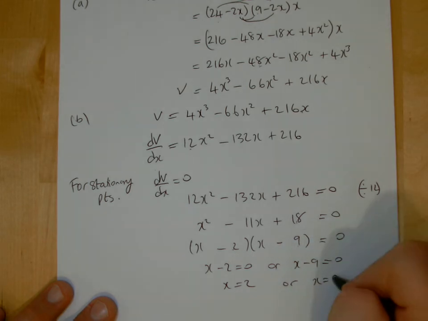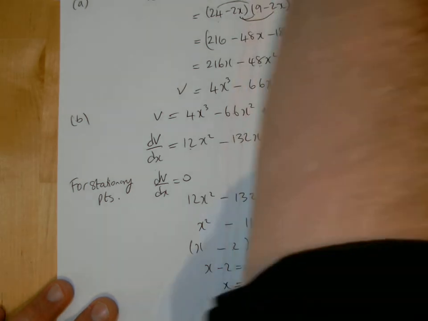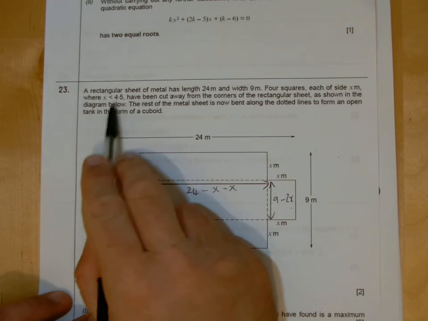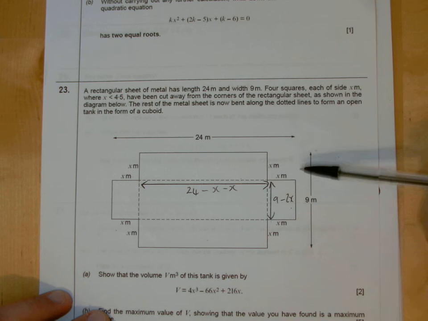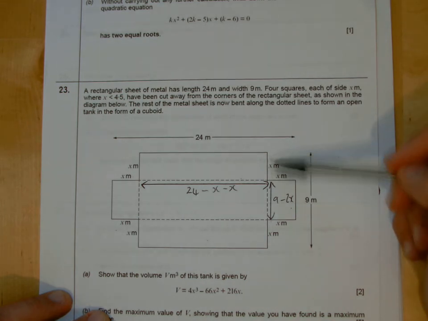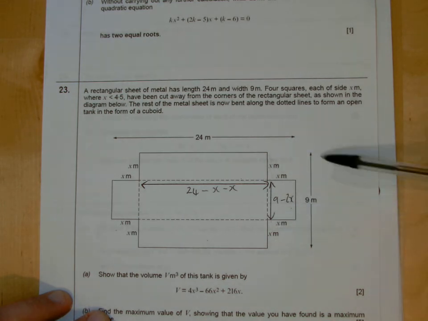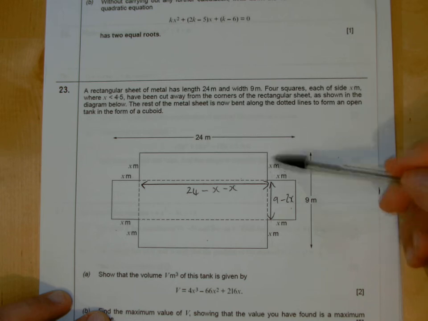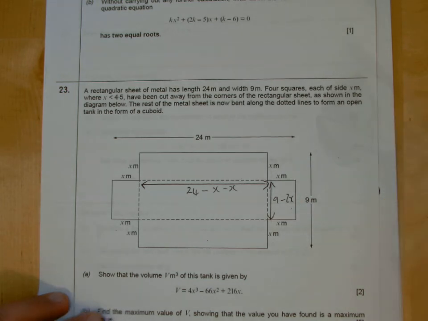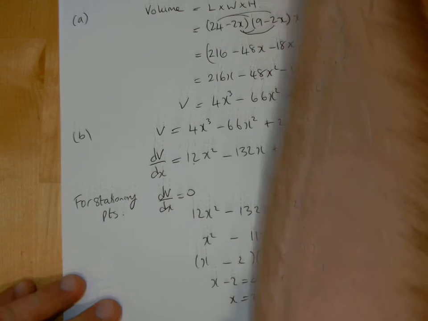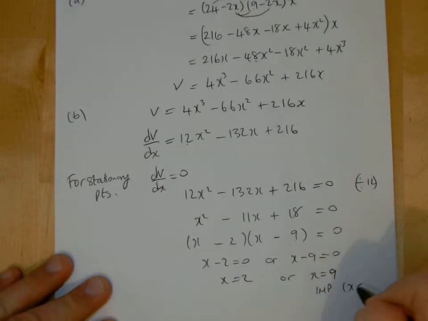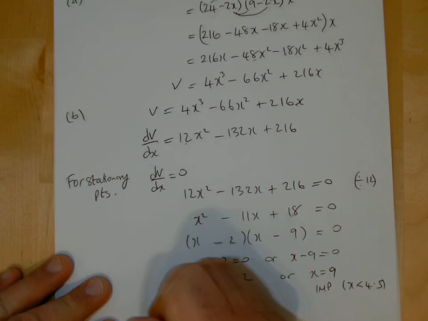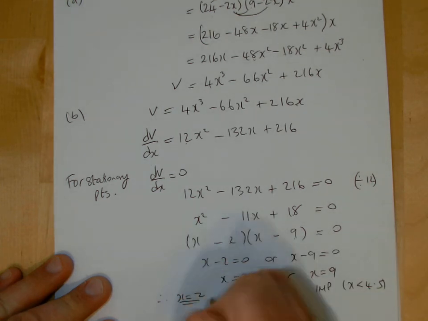Now clearly x can't equal 9, can it? Because if you look at the question, remember it said x has got to be less than 4.5. If it was 9, it wouldn't make sense, because you'd have 9 here, you'd have 9 there, and the overall thing is 9. You can't have that, because it just wouldn't work. So you just say, this is impossible. So x has got to be less than 4.5. Therefore, x is equal to 2.